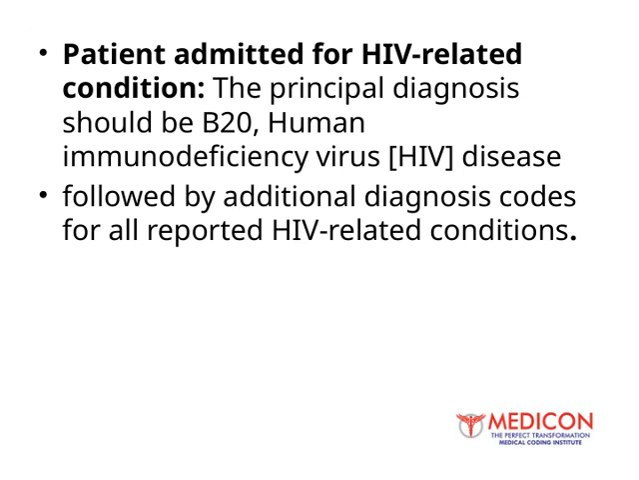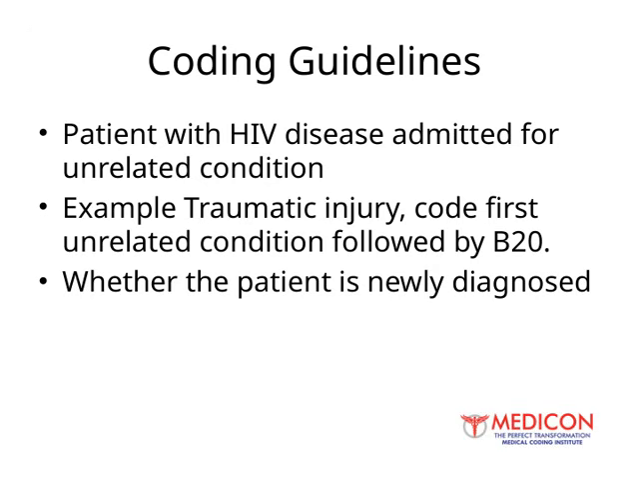This ties into our overall theme of accurate coding and documentation, which supports quality care and proper reimbursement. Let's talk about the coding guidelines when a patient with HIV disease is admitted for an unrelated condition. In these situations, the key point is to code the unrelated condition first, such as a traumatic injury, and then follow it with the HIV code, which is B20.